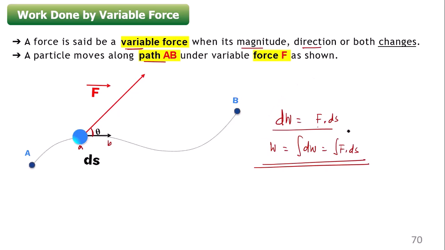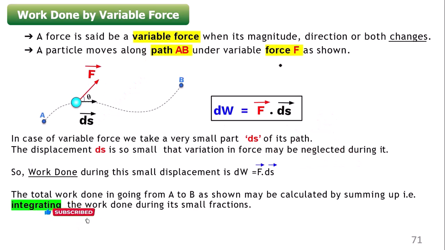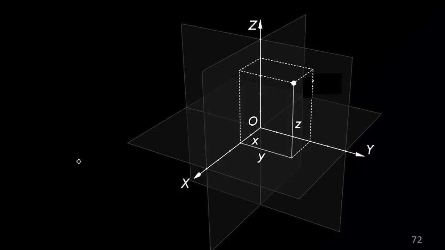Now the variation may be with respect to position, how the force is changing, or with respect to time. Depending on that, you have to formulate your problem set. Okay. So this is the small work done, and ultimately you have to integrate it to get the total work. Once you do the integration, finally I can get the total work done.